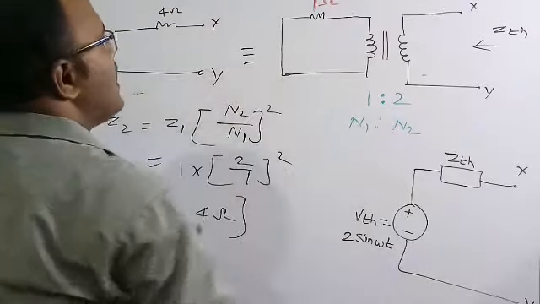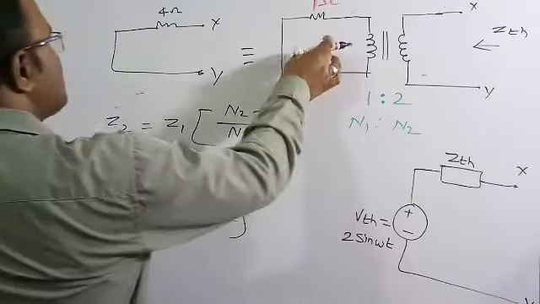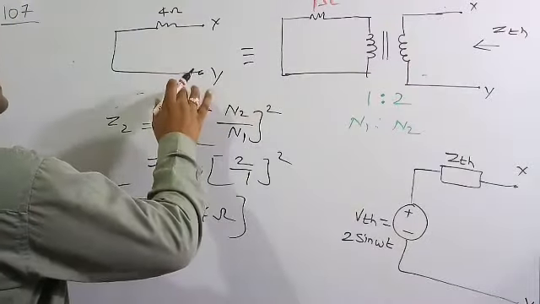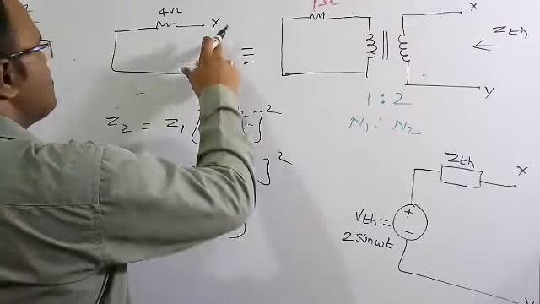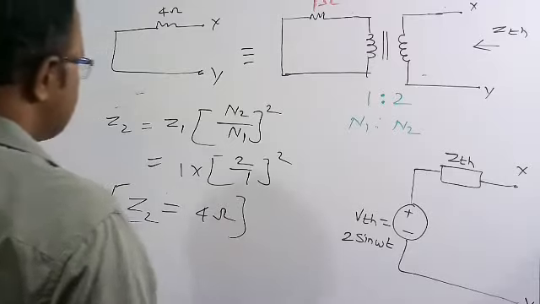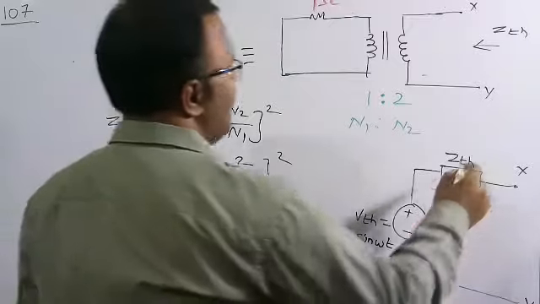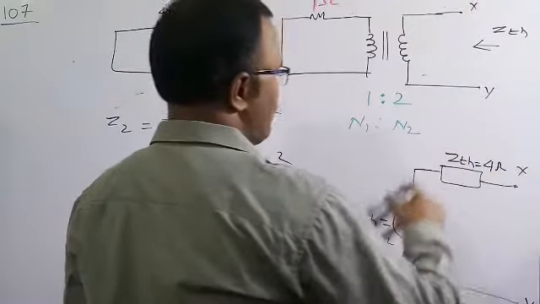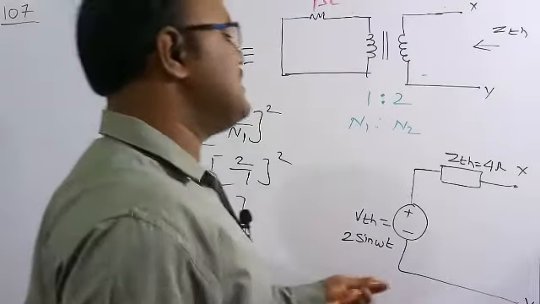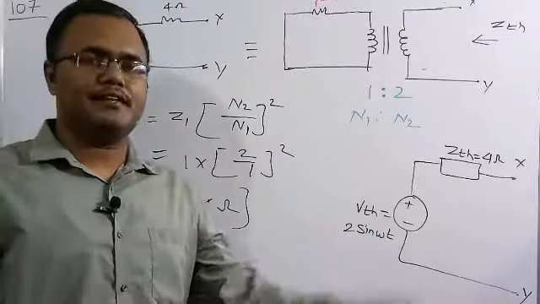So both circuits are equivalent in terms of the impedance value. I am transforming this primary impedance to the secondary impedance. So this is the equivalent circuit you get in terms of impedance values. Therefore Z2 is equal to 4 ohm. Z2 means this is the Thevenin impedance. So the Thevenin impedance is 4 ohm, and this is the equivalent circuit across the terminals X and Y. The Thevenin voltage is 2 sin omega t and the Thevenin impedance is 4 ohm. This is the required solution of this numerical.